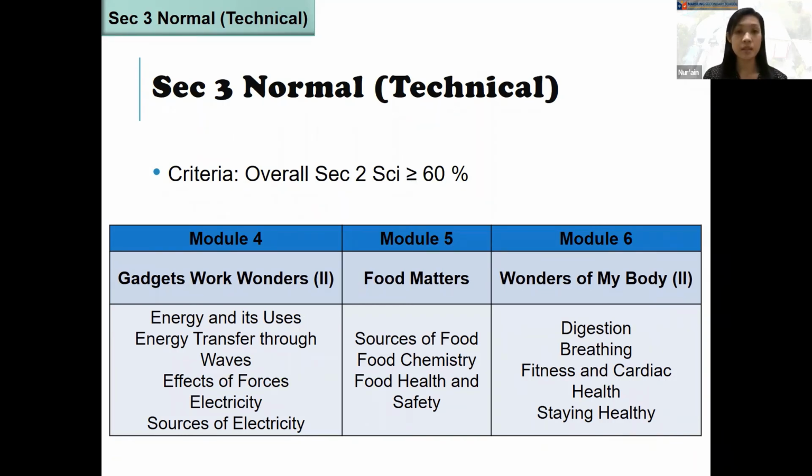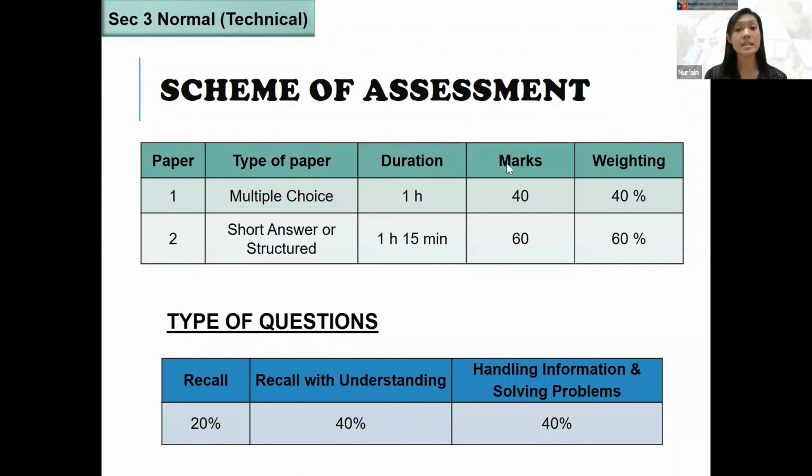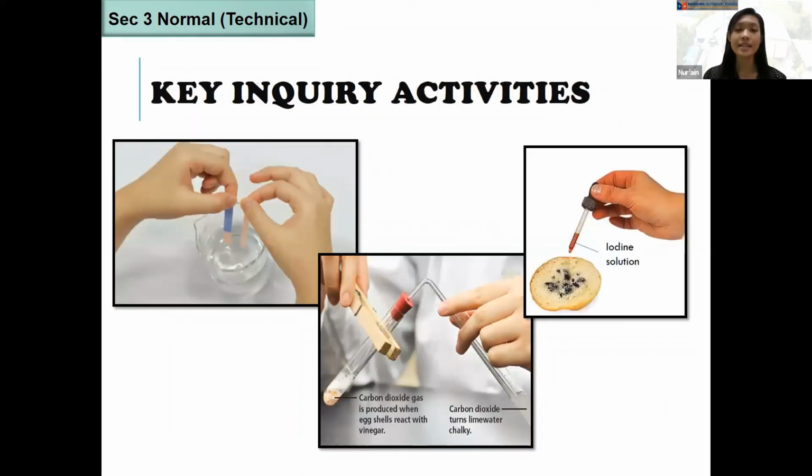So the syllabus is presented as 3 core modules, which include topics related to all the 3 sciences. So it covers physics, chemistry, and biology. Here is the scheme of assessment. So do note that there is also no practical assessment for NT-Science. However, NT-Science covers a range of key inquiry activities, meaning even though there is no practical assessment, students will have a lot of opportunities to carry out hands-on practical sessions in the science lab.